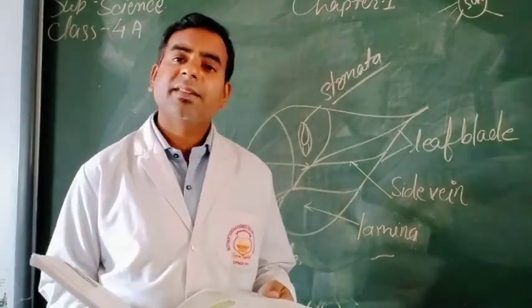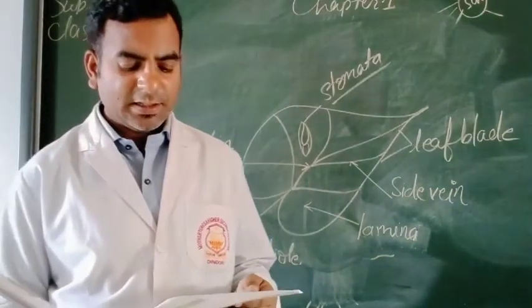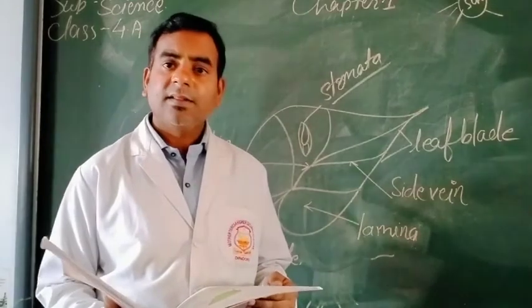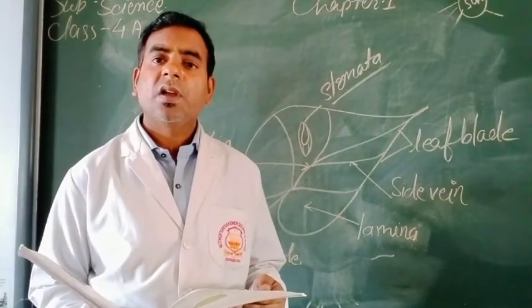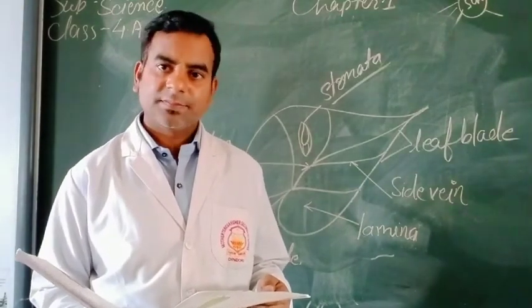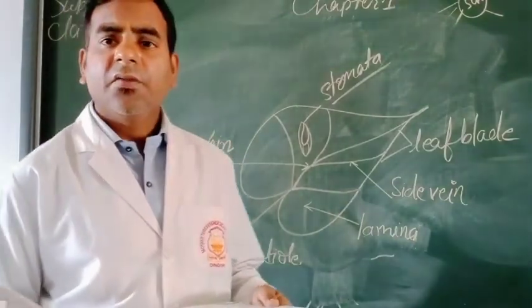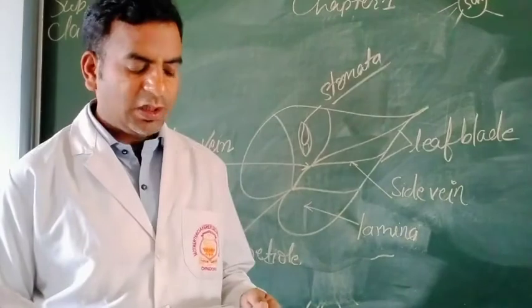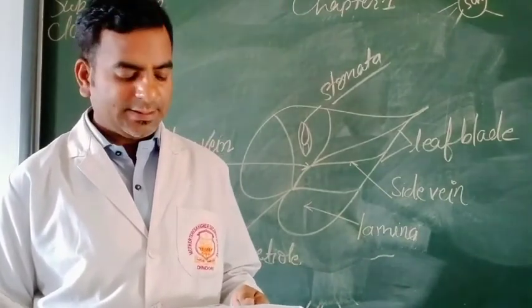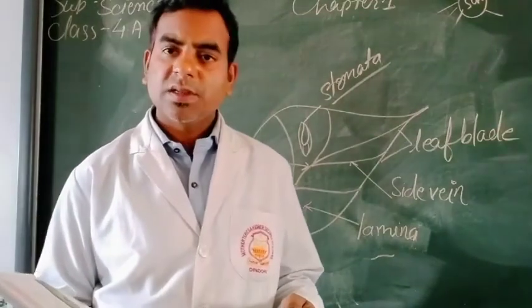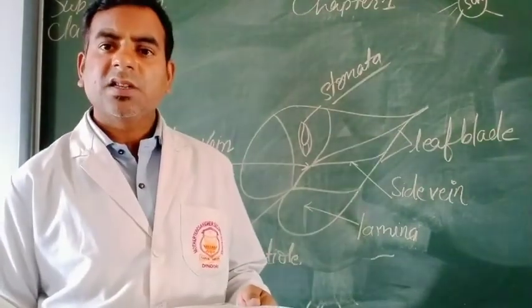The leaf takes in carbon dioxide through these. Carbon dioxide is used for photosynthesis. Okay, students. The oxygen which is made during photosynthesis goes out through the stomata. Stomata is a tiny opening.